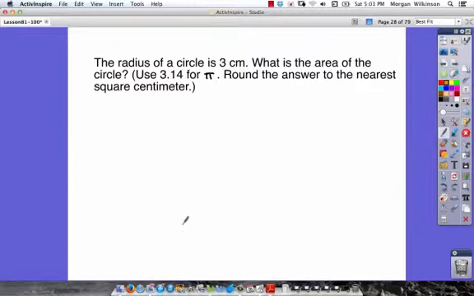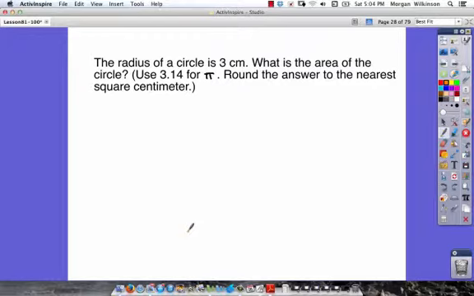The radius of a circle is 3 centimeters. What is the area of the circle? Use 3.14 for pi. Round the answer to the nearest square centimeter. Now for this problem, we don't have our grid on the background. And we don't need a grid on the background because when we use it, we're really just estimating to find out what our answer may be. We want to be precise.